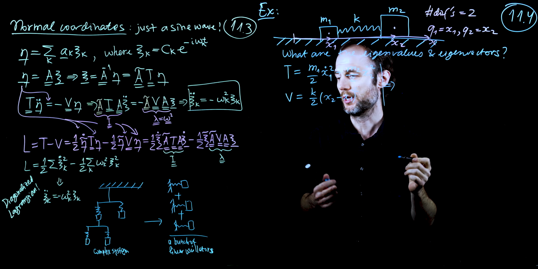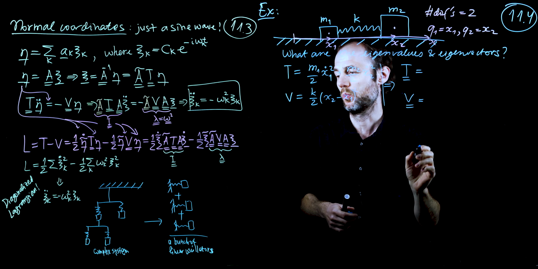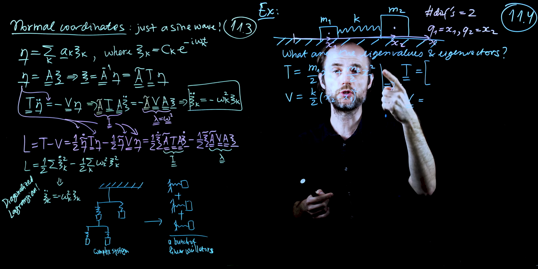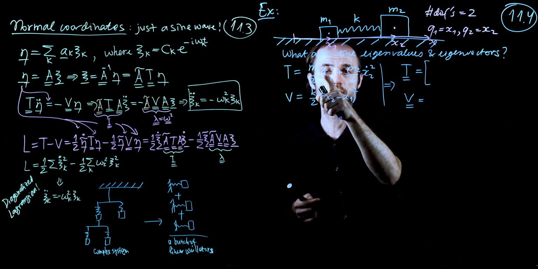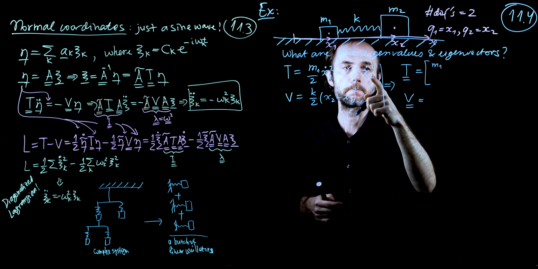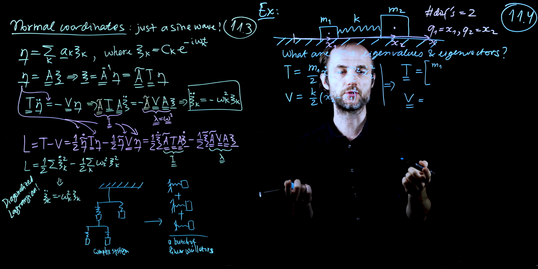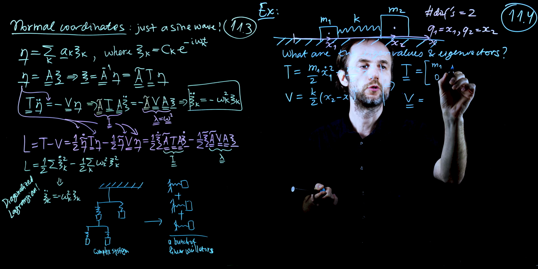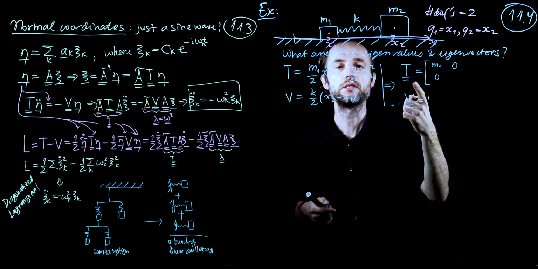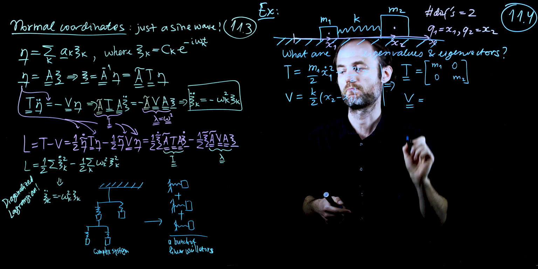And from here, we can construct the T and the V matrices. So what is going to be our T matrix? Here we're going to put d2T over dx1 dot squared. So it will be m1. Here and there it would be mixed derivatives, but because we don't have an x1 dot times x2 dot term, those will be 0. And this one will be d2T over dx2 dot squared, so this will be m2.